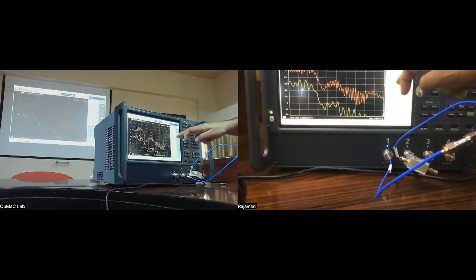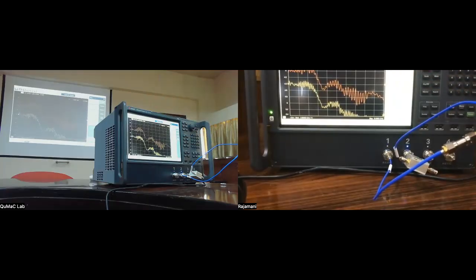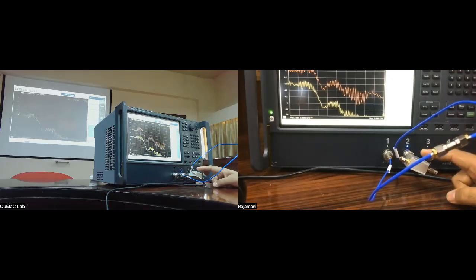Let me switch back to the other measurement so that we can compare it more carefully. So you see, this ripple pattern doesn't seem to have changed. But what has changed is the overall transmission has come down. That's just because of the longer cable. Okay. So this is something to do with the frequency response of the device itself.